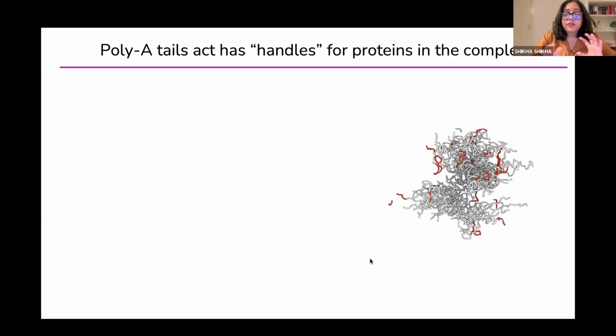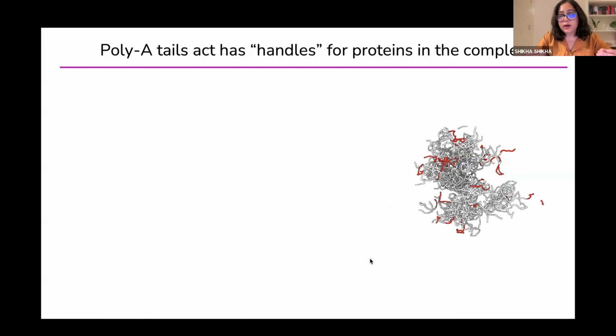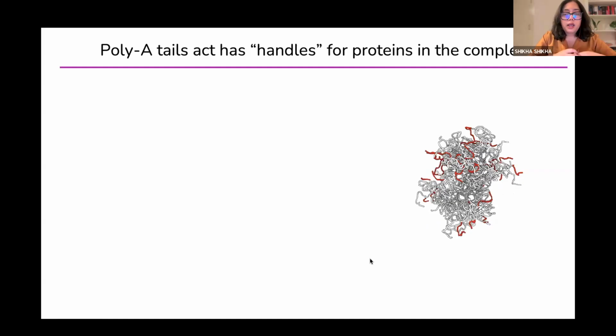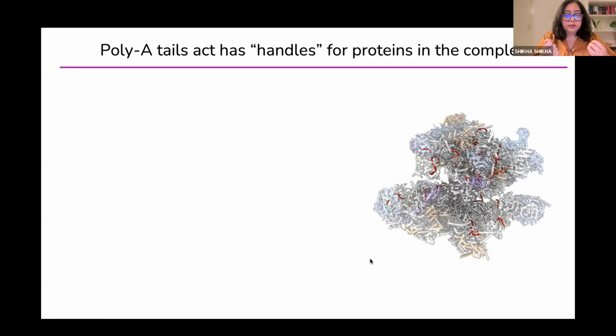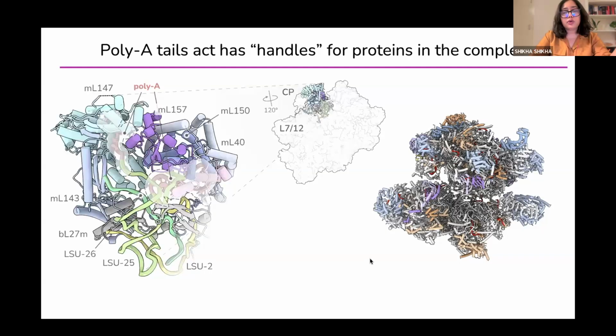And we think that these poly-A tails of the rRNAs are actually involved in basically stabilizing the RNA and helping it interact with the proteins in the ribosome. And we also see that these rRNA poly-A tails are actually interacting with several proteins in the ribosome itself. So we hypothesized that these poly-A tails basically act as handles for proteins in the complex that can help bring the ribosome together.